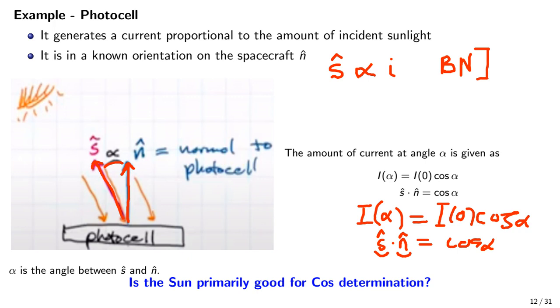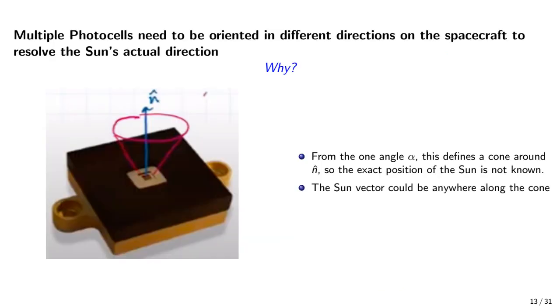Now, why should we use multiple photocells or sun sensors? Can someone help us? Why must we think of using multiple photocells or multiple sun sensors on our spacecraft?